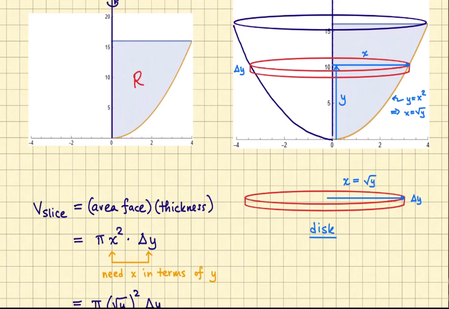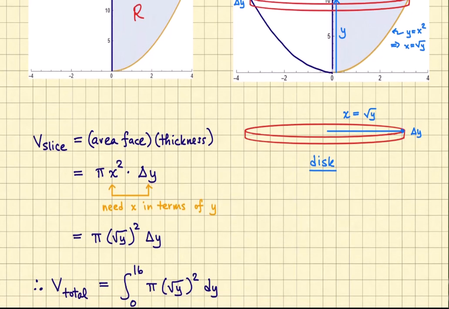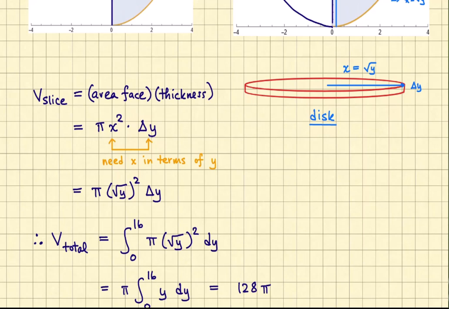We again read our keys. Because the thickness is delta y, we need this x written as a function of y, but we did this over here. We know that x is the square root of y, so we'll replace x with the square root of y. Now we're ready to accumulate the volumes of all those small slices, and the total volume is the integral, we'll deal with the limits in a moment, of pi times the square root of y squared dy. So here we're just accumulating the volumes of the slices.